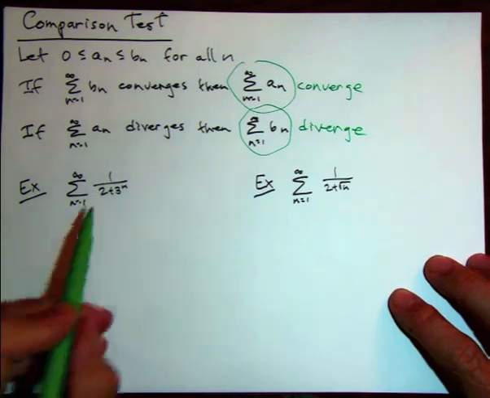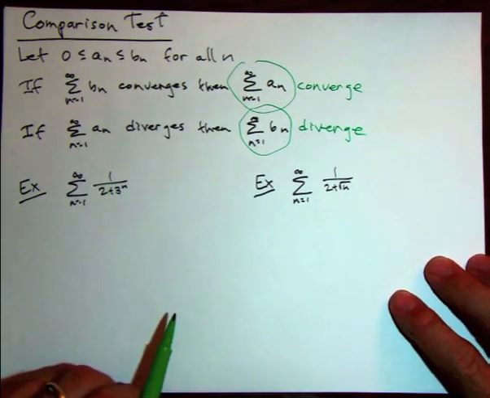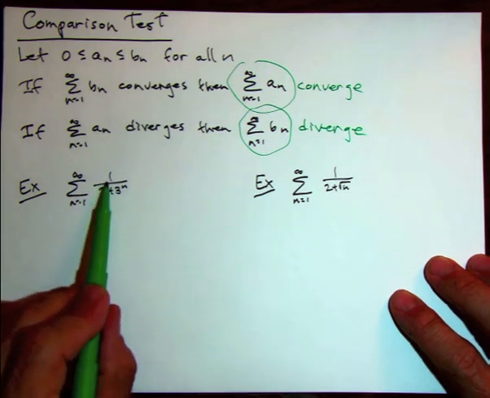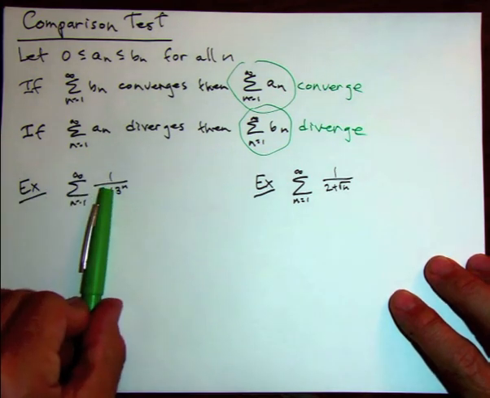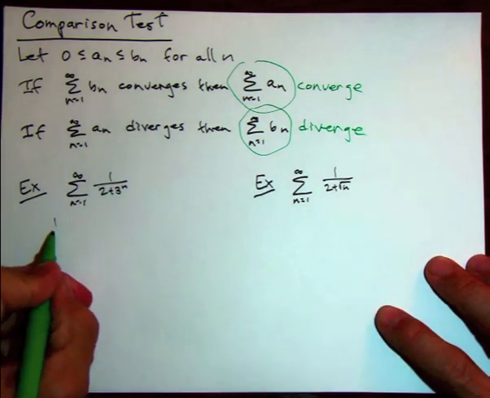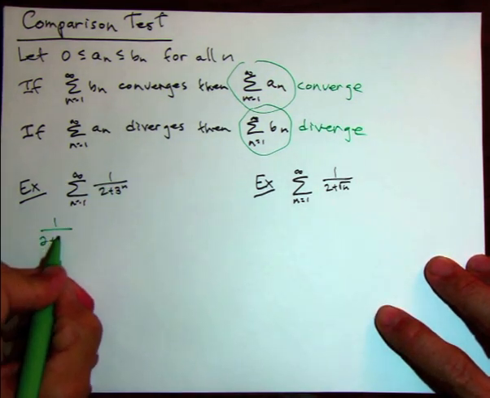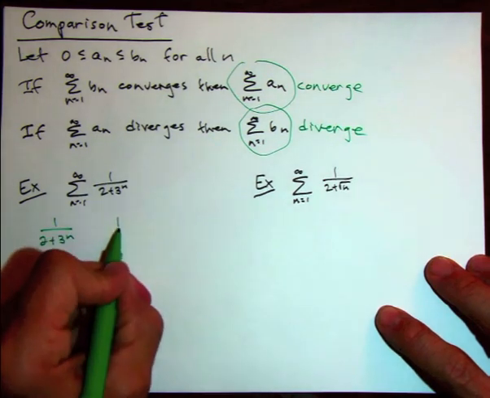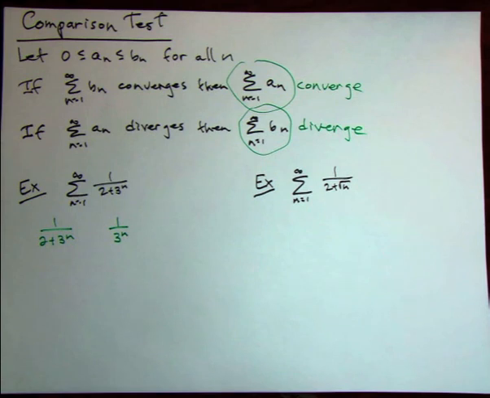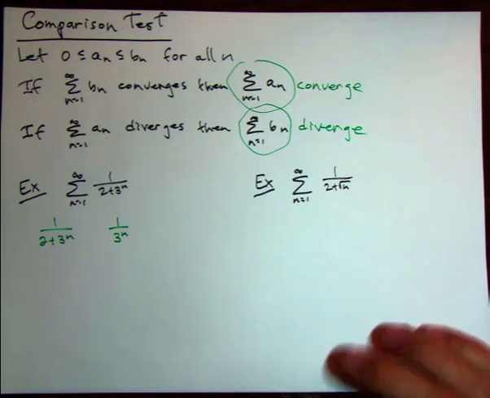So we look at this series here, and if we squint, maybe get rid of this 2, it looks like a geometric series, right? So let's compare 1 over 2 plus 3 to the n with 1 over 3 to the n. So which one is bigger? Which one's smaller?